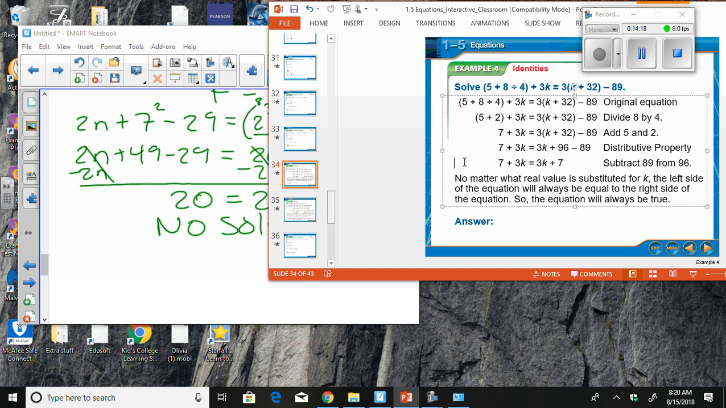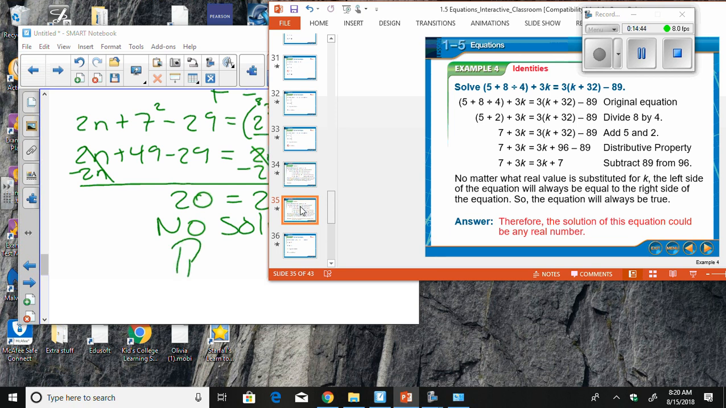So we have the same thing on each side. You can go one step further, 2 steps further. You can subtract 7 from both sides, and you end up with 3k equals 3k. As long as the left side equals the right side, no matter what real value is substituted for k, the left side of the equation will always be equal to the right side of the equation. So the equation is always true. So therefore, the solution of this equation could be any real number.